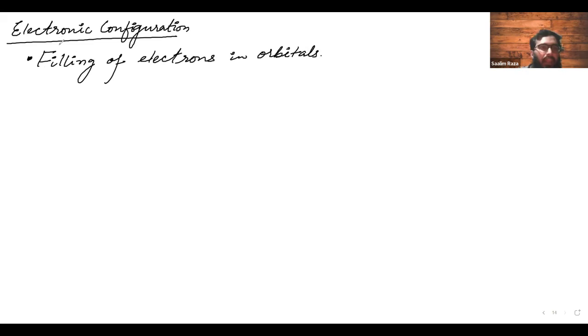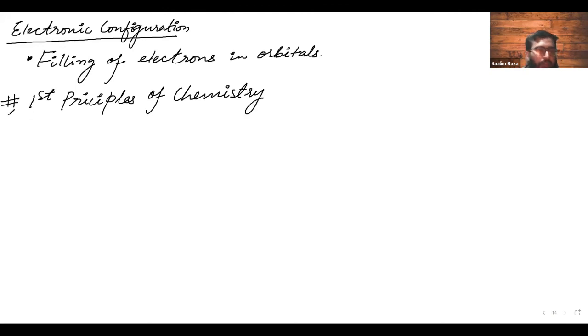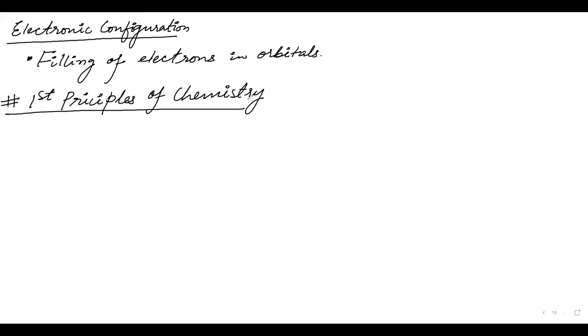Before going to the discussion, we will talk about what I call the first principles of chemistry. This is the thinking process that you have to develop when dealing with chemistry. These are the principles by which generalizations have been derived. Why am I telling you this here? Because we have to fill electrons.